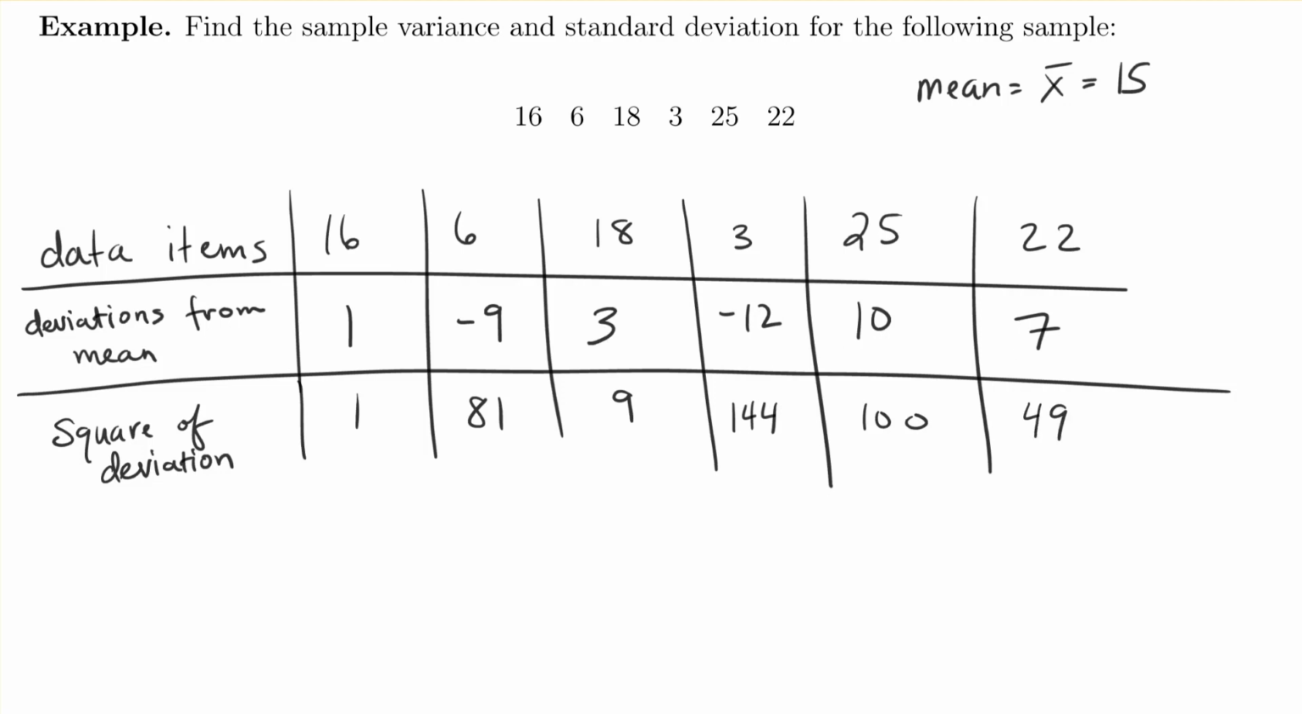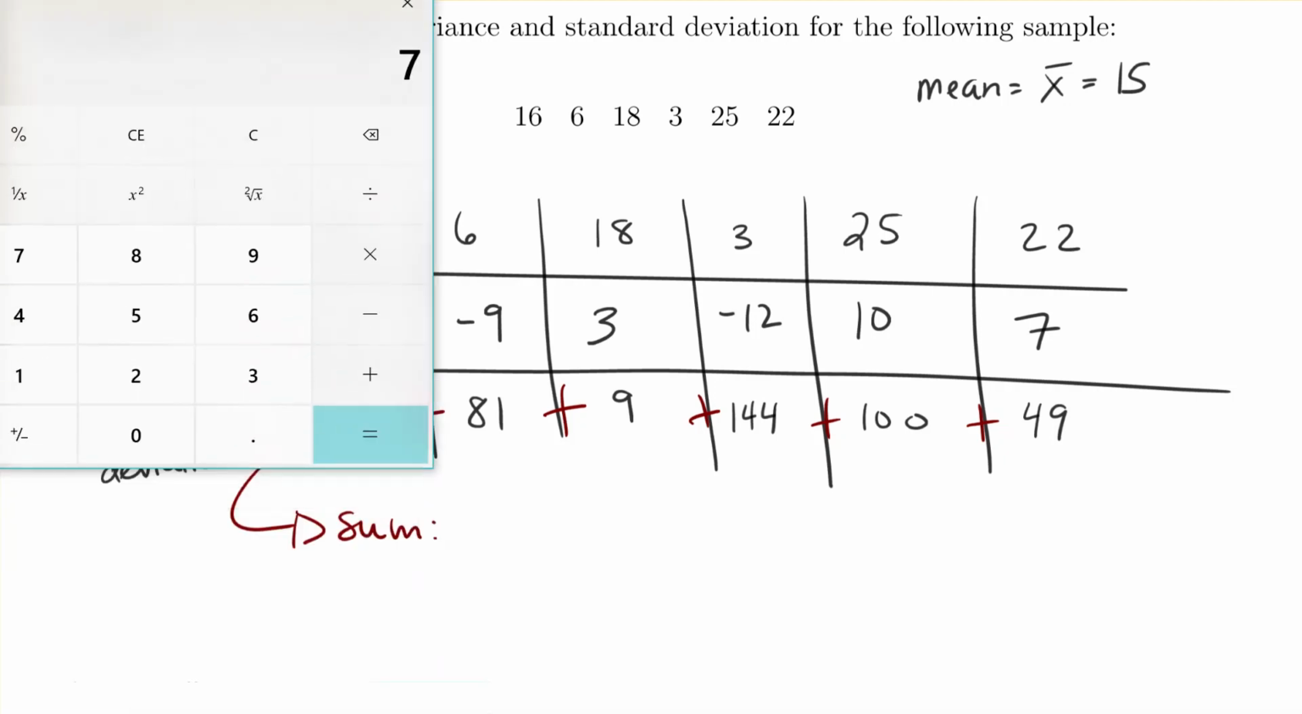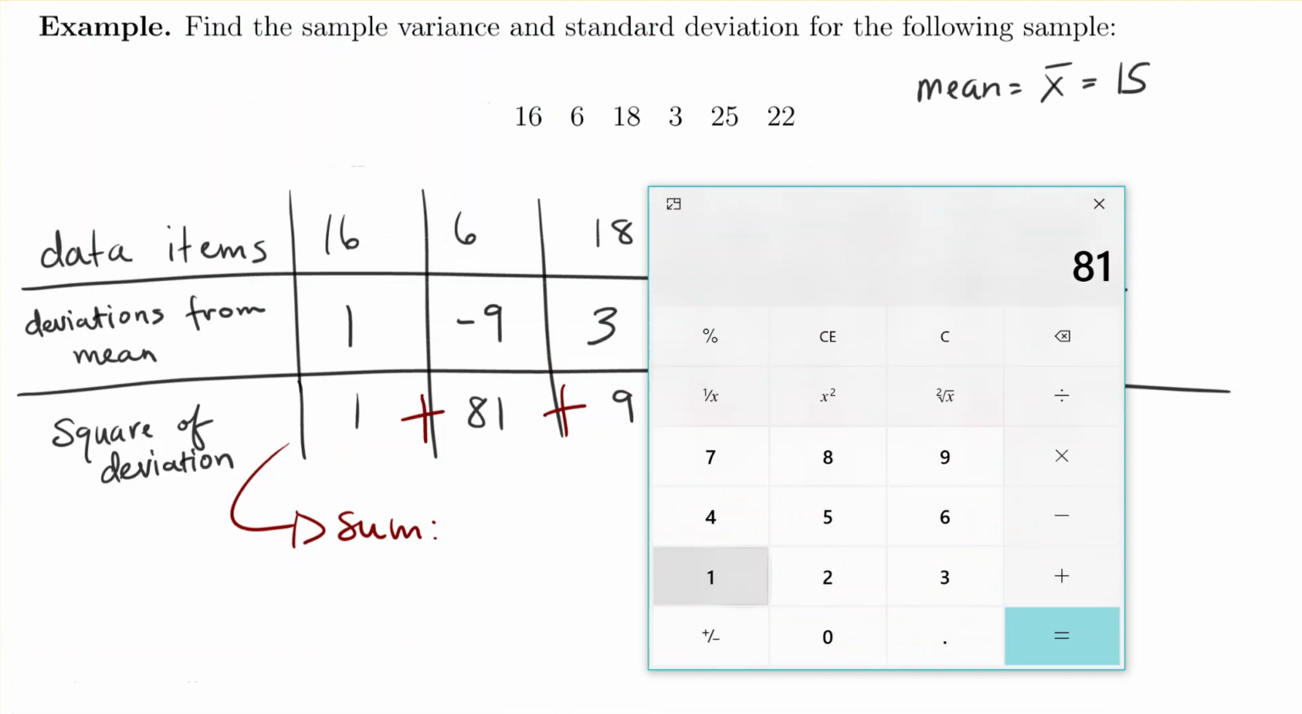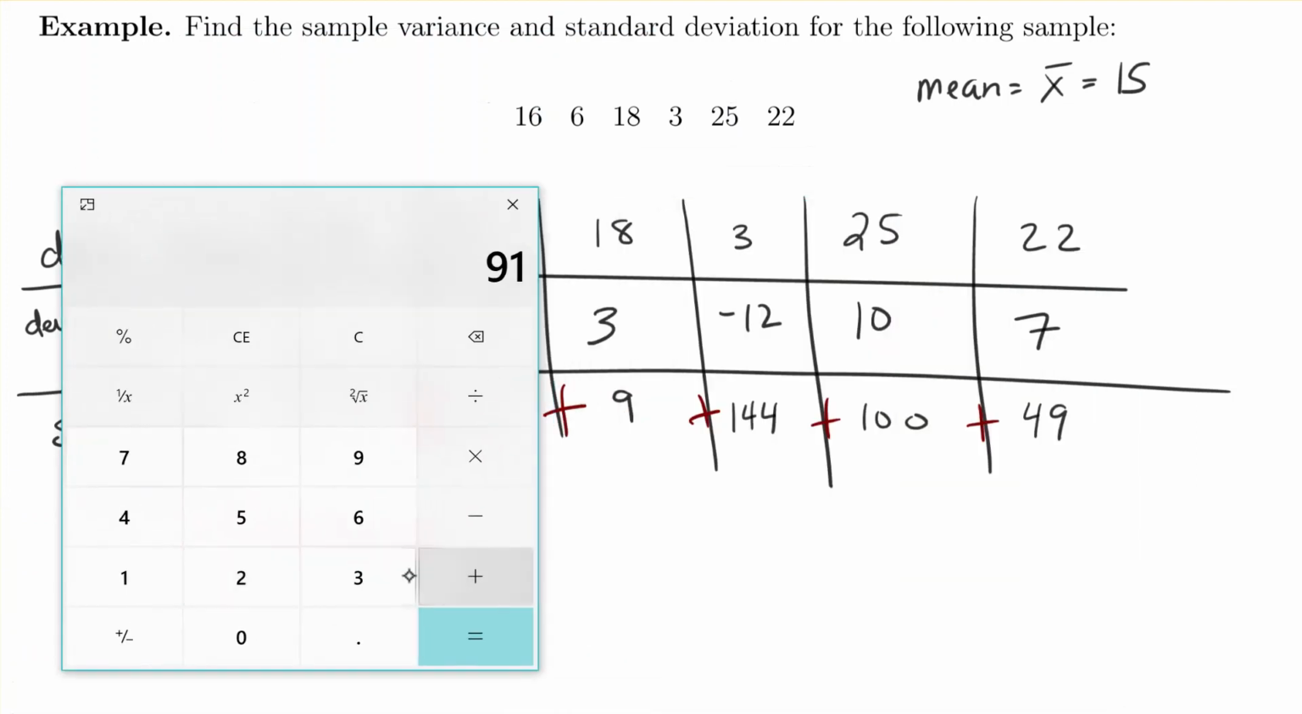Now the next step in the standard deviation process is to sum all of these together. Add them all together, and that's going to be my sum. So we'll add those. We've got 1 plus 81 plus 9 plus 144 plus 100 plus 49. So that's 384 is my sum.